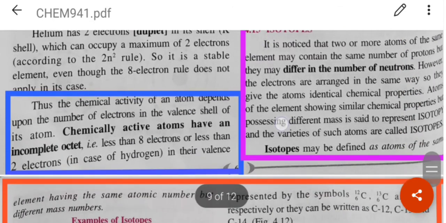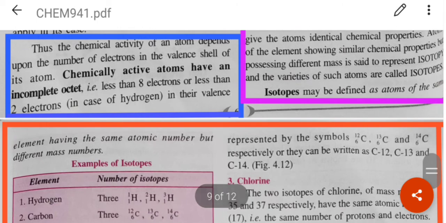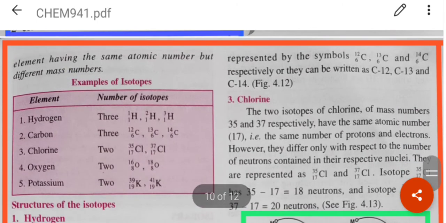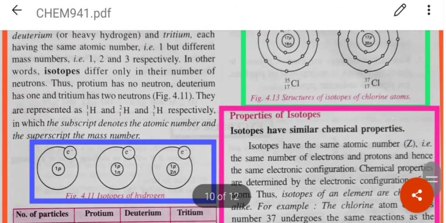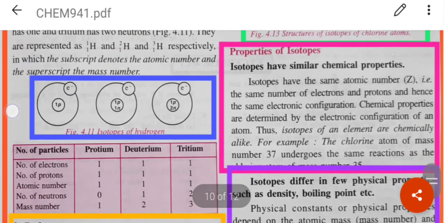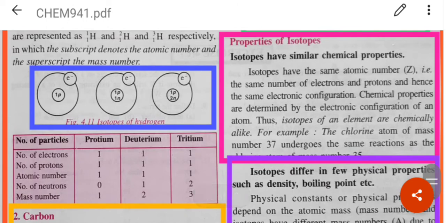So isotopes definition we have already learned, no? Atoms of the same element which have the same atomic number but different mass number. Now these are the examples. You can see hydrogen, carbon, chlorine, oxygen. Okay, these are in your syllabus. So first of all, we will see the 3 isotopes of hydrogen. They are called protium, deuterium and tritium.